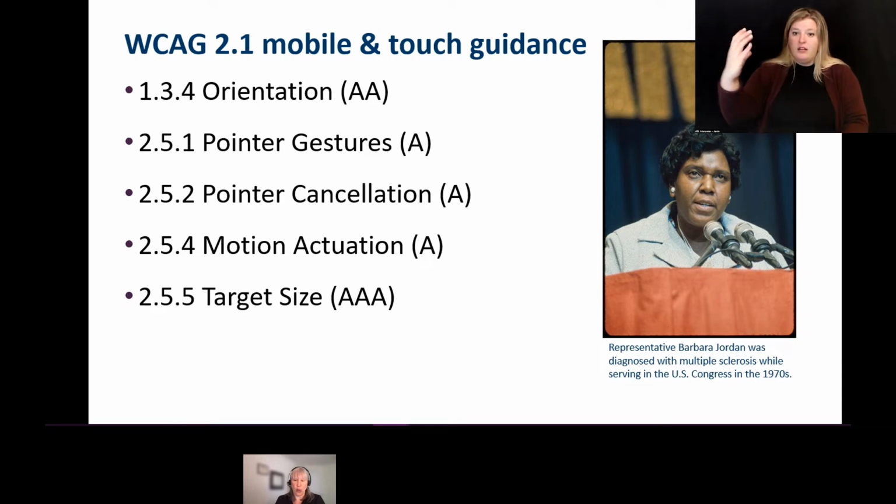Pointer gesture and cancellation are really around supporting touch interaction and making sure that it can be used with a single pointer, often a finger, but not always. And then target size is a AAA requirement. So it's not usually referenced in the regulatory environment, but it sets a minimum target size of 44 by 44 pixels, and it's really supporting that touch interaction.